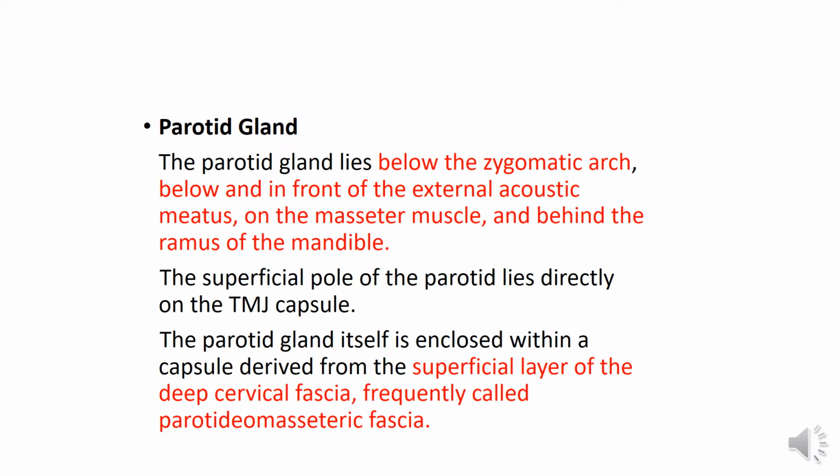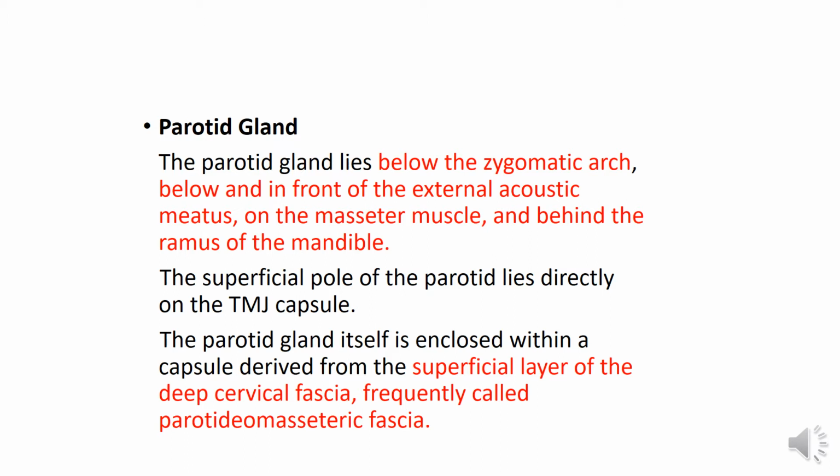The first one is the parotid gland. The parotid gland lies below the zygomatic arch and in front of the external acoustic meatus. You all know the basic anatomy. In front of the external acoustic meatus lies the arch. Then you have the masseter muscle in proximity to the parotid gland, and behind it the ramus of the mandible.